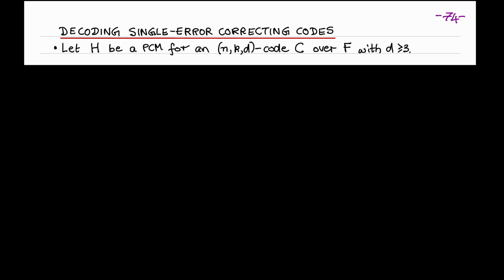Let's design a decoding algorithm for single error correcting codes. By a single error correcting code, I mean a code with distance at least 3. And this includes all the Hamming codes since they have distance exactly 3. So we'll let H be a PCM for an [n,k] code C over F with distance at least 3.